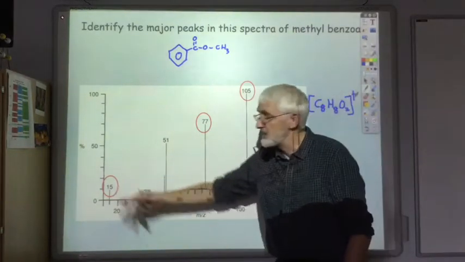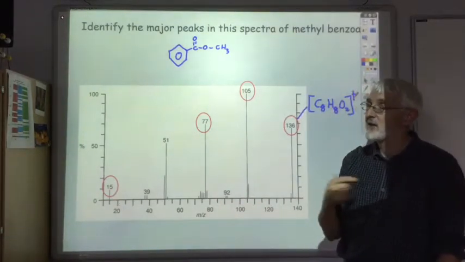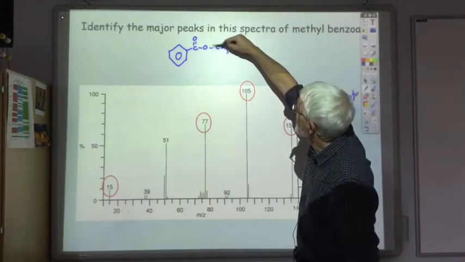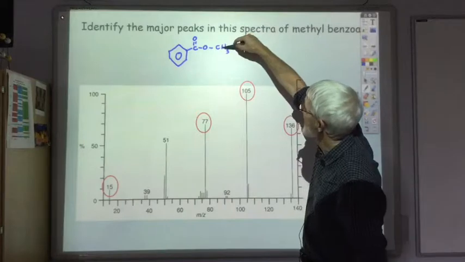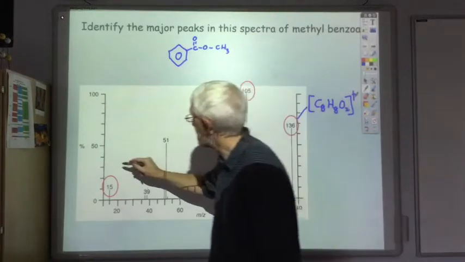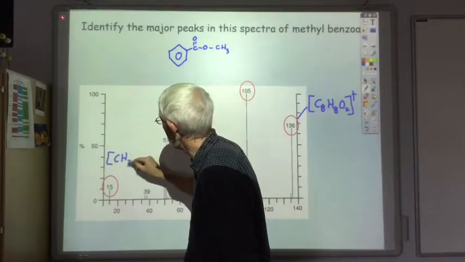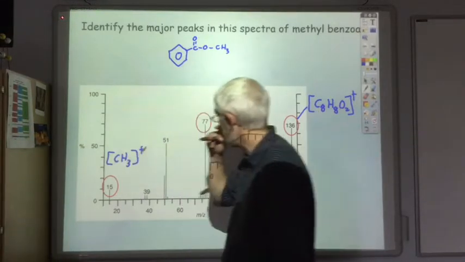Now the 15 is one that I pointed out in the previous slide. So the 15 would be brought about by breaking that bond there and just having your CH3 group. So the fragment responsible for the peak at 15 is CH3 positive.